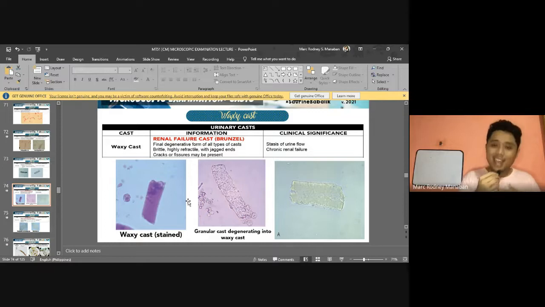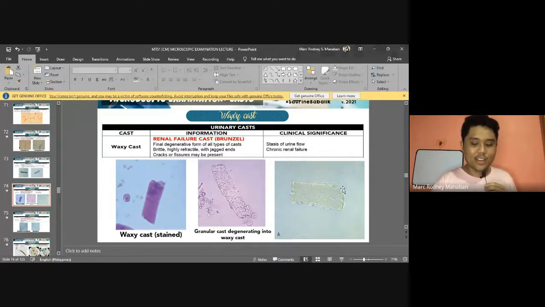Because again, it has gone through a lot, okay? It has passed through different cells, and the different breakdown products of the cells, the pigments, their colors, have contributed to your waxy cast. So this waxy cast, as you can see, is brittle. It has cracks, fissures, along its sides, alright?